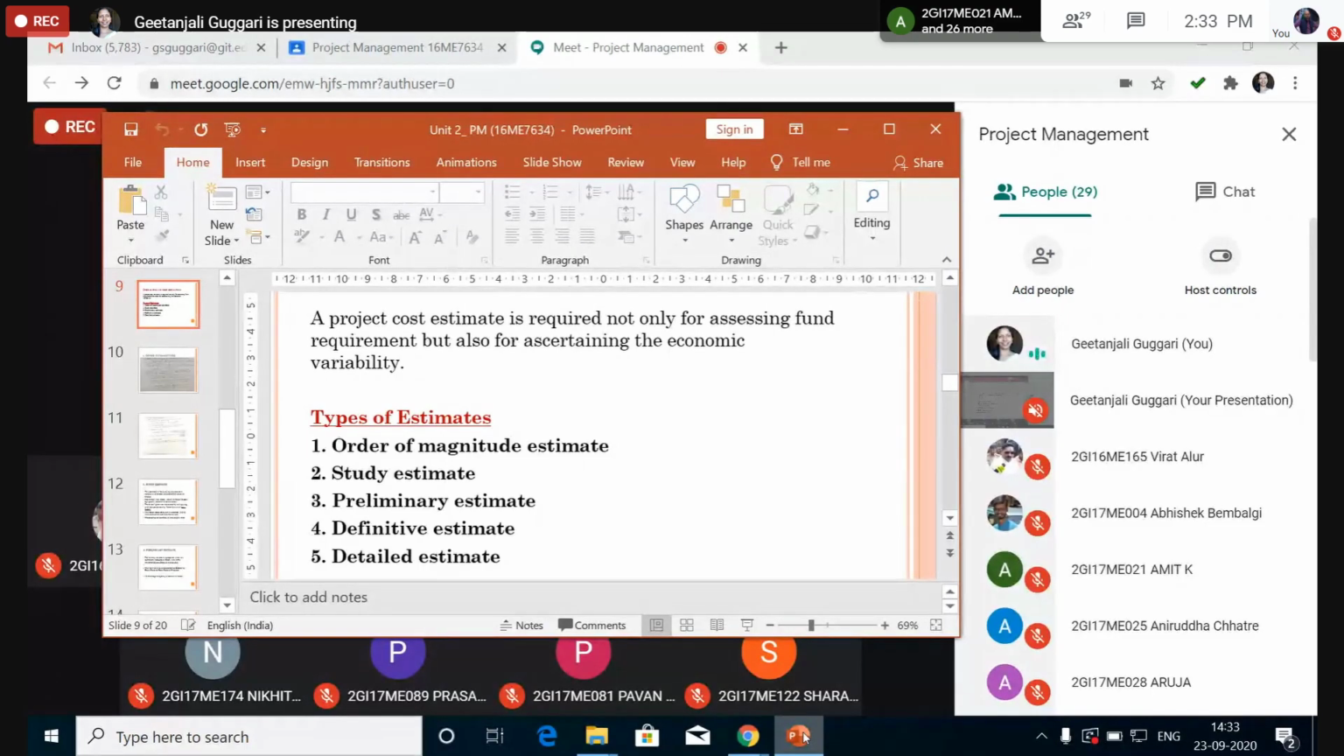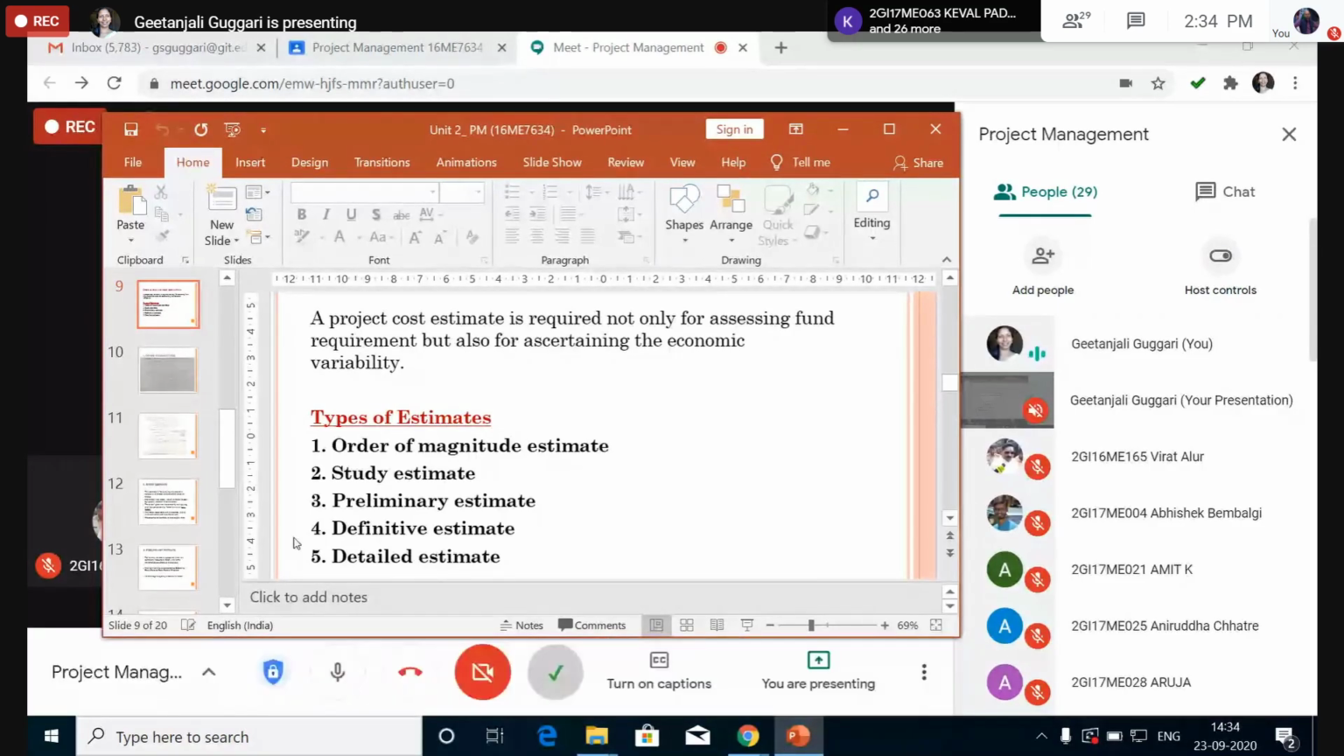During the conception phase, yesterday we discussed the order of magnitude estimate, which is done with an accuracy level of plus or minus 60%. We studied various methods like the investment per annual ton capacity, turnover ratio and capital ratio, then the six-tenths factor, inflation index and the location index. Today we will go through the study estimate.